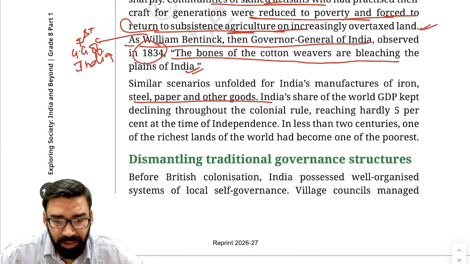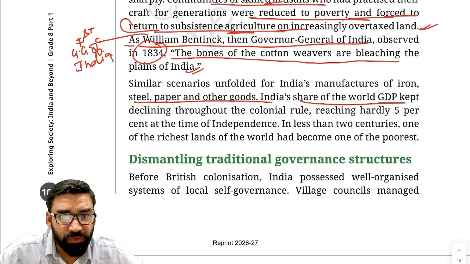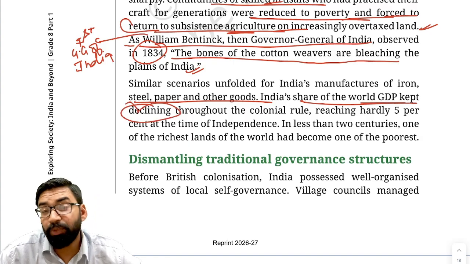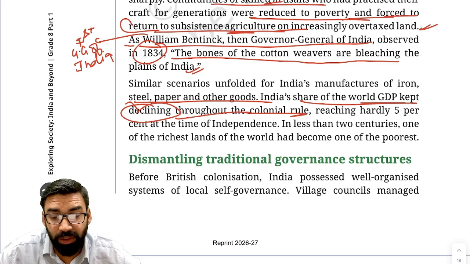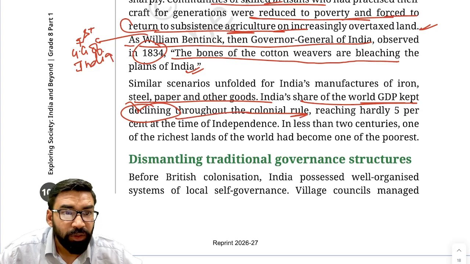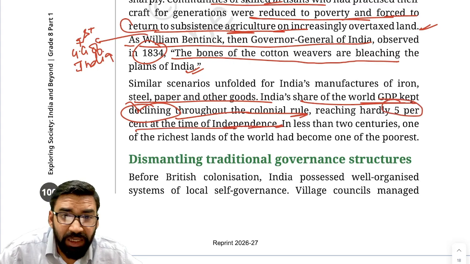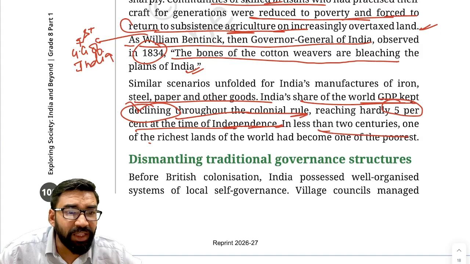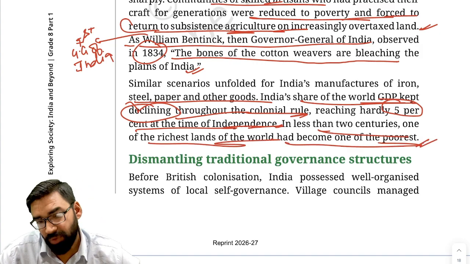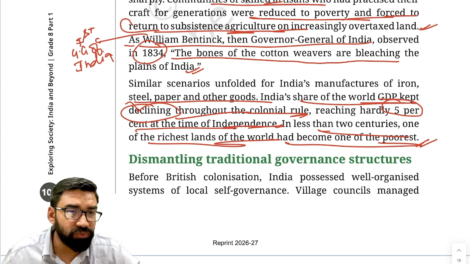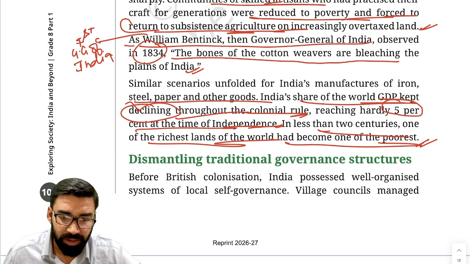So similar decline in other sectors also, and India's share of world GDP kept declining. Clear? At one point of time, it was 1/4, but it kept declining throughout the colonial rule. Clear? From 1/4, it hardly reached 5% at the time of independence. In less than 2 centuries, one of the richest lands of the world, that is India, had become the poorest land of the world. Clear? This is something which is very important that we need to understand.